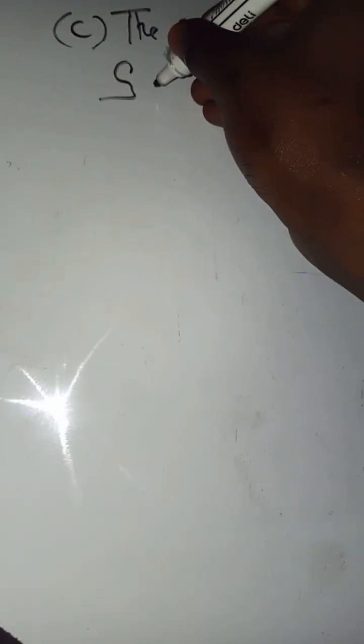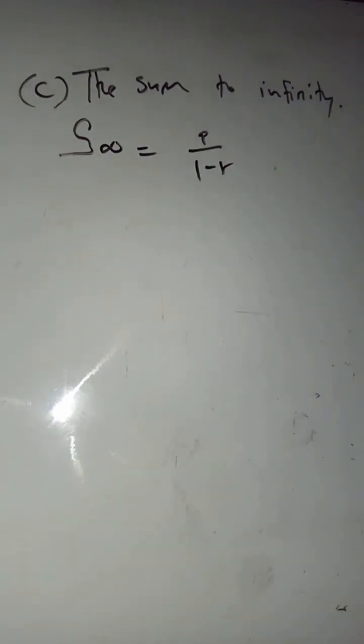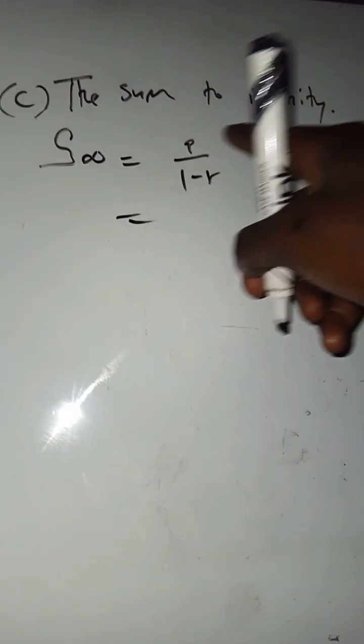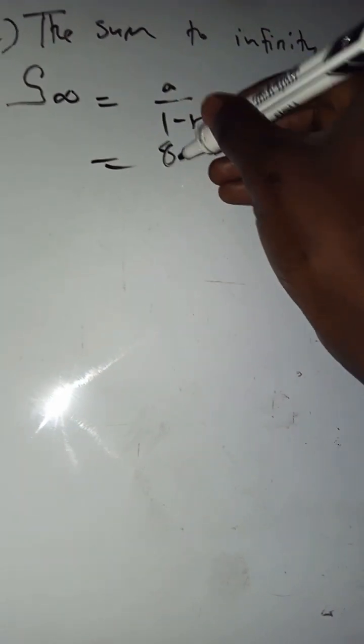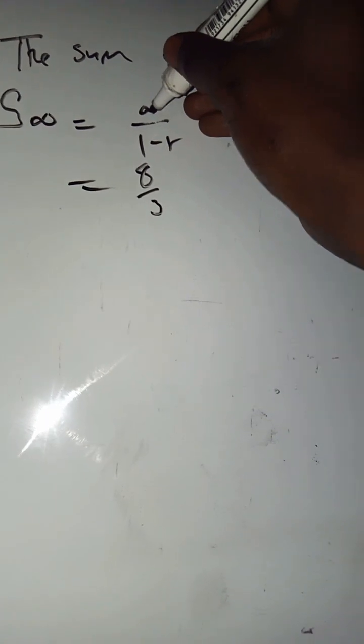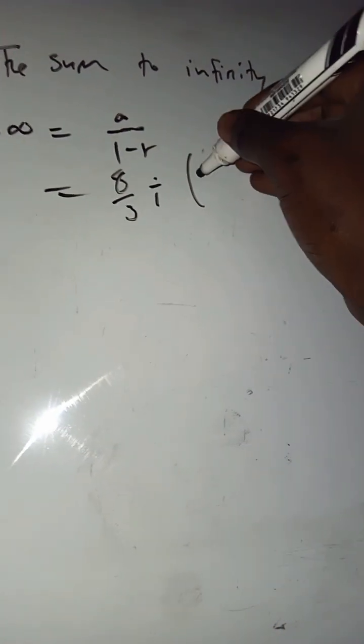Now they're saying find the sum to infinity. The formula that you use when finding sum to infinity: sum to infinity equals a over 1 minus r. What is our a? Our a is the first term. This is a here. So the first term is 8 over 3. So we're going to have 8 over 3, this is the a, then this means division, dividing by 1 minus r, where r is the common ratio. And what is the common ratio?